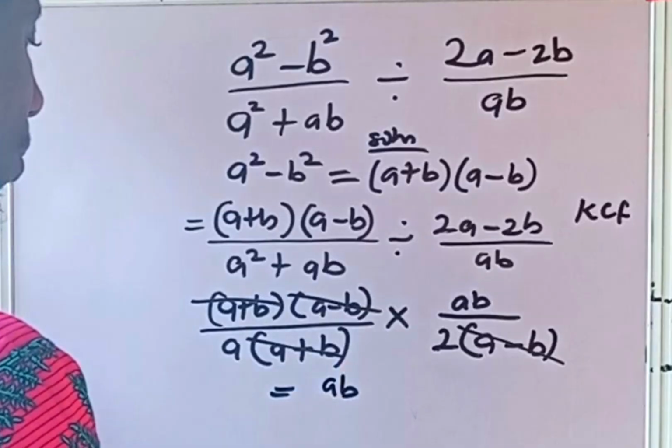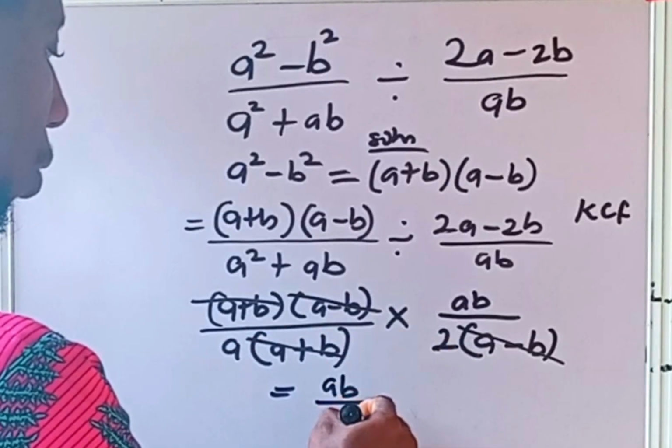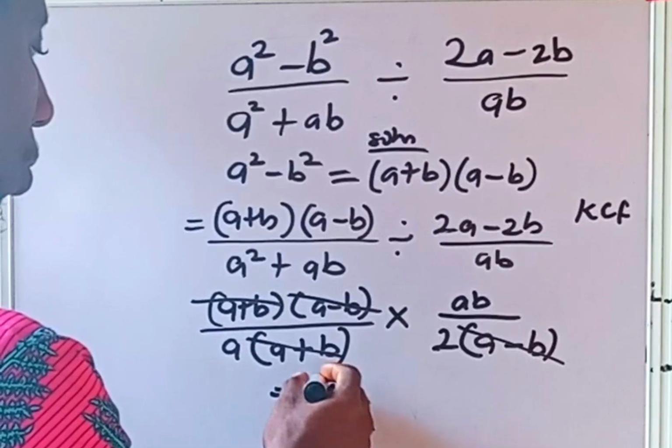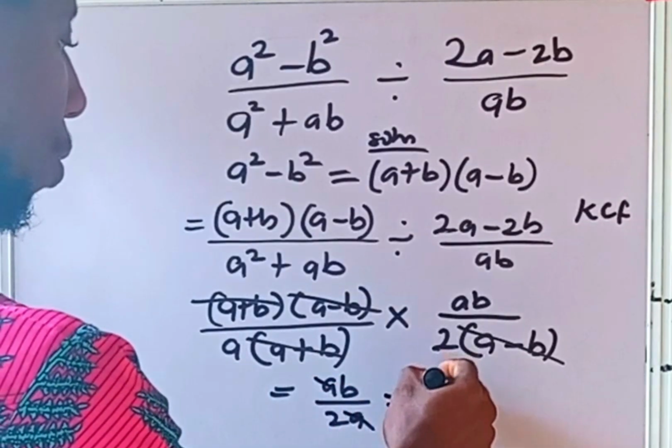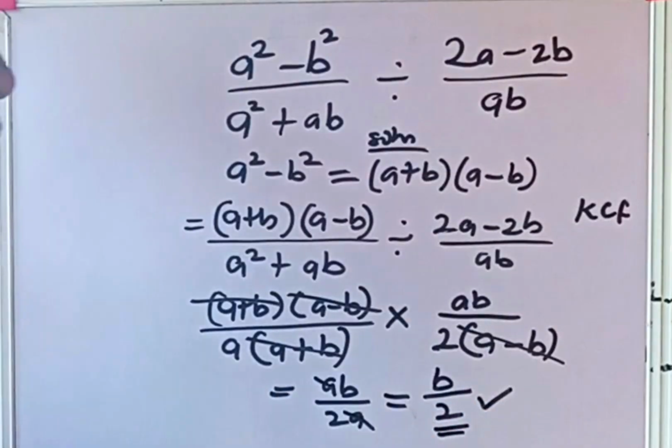ab, all right, over a times 2 will give us 2a. So we cancel this, a will cancel this. So our final answer will be b over 2. So guys, this is the final answer to the question.